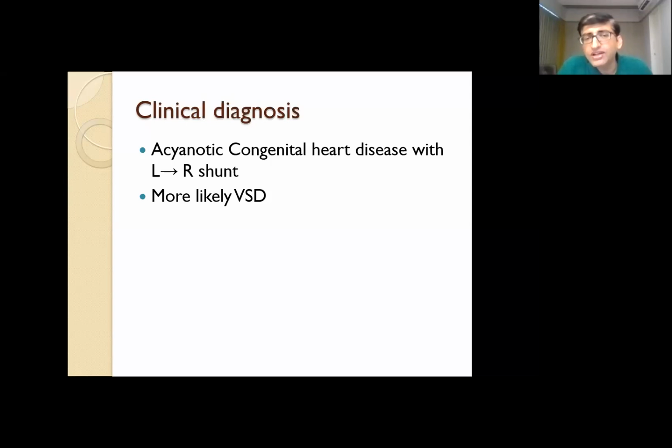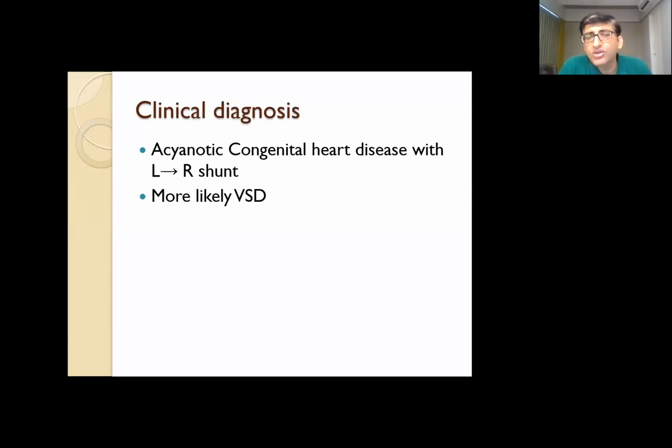We all know that atrial septal defect is not likely to present at 2 months of age. It's a low pressure shunt between the left atrium and the right atrium, and hence this atrial septal defect is not going to present at 2 months of age. And PDA is going to have a continuous murmur and not the systolic murmur. So the more likely diagnosis in this particular case would be VSD.